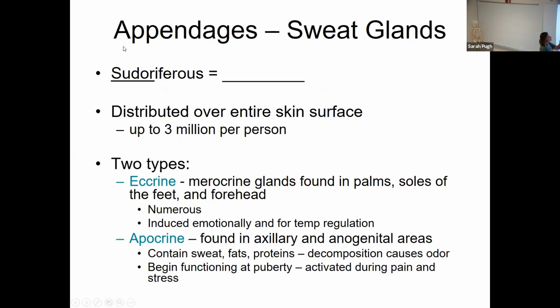So the first type of gland I'm going to walk you through is something called a sudoriferous gland. And this one might be a little weird. It sounds kind of weird. I always remember sudoriferous, and I think odoriferous. These are our sweat glands.